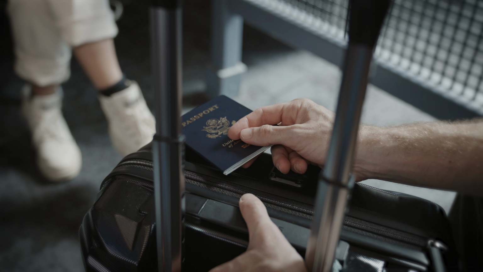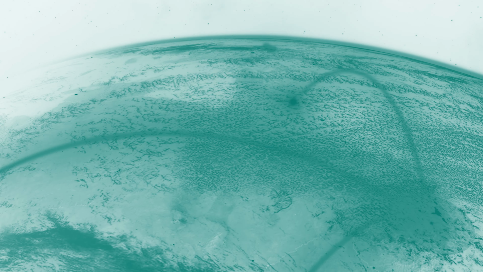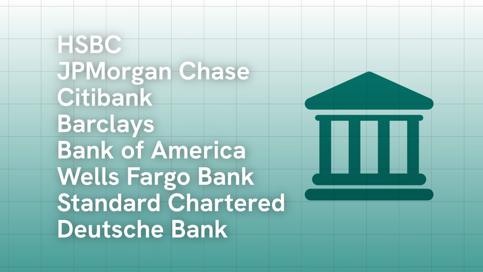Think of it like international travel. If there's no direct flight, you'll need a layover, and each stop adds time and cost. Intermediary banks are usually among the largest banks in the world. That's because they need extensive networks, accounts, and relationships across many countries to route payments between the sending bank and the receiving bank. Here are some common examples of intermediary banks.